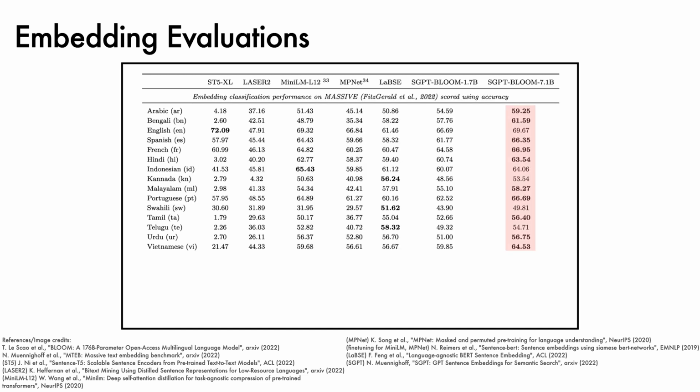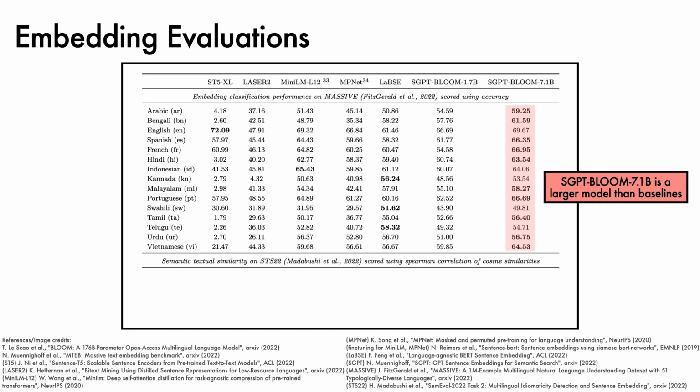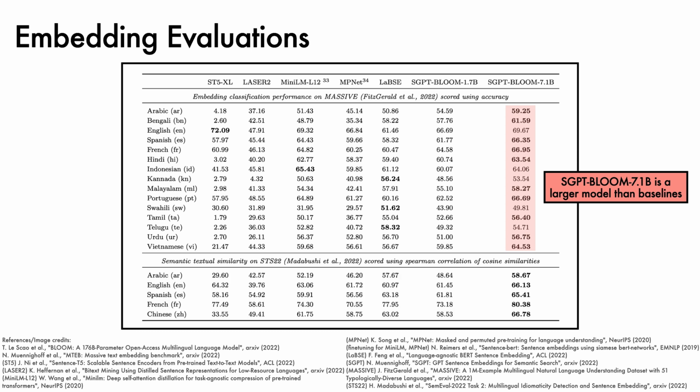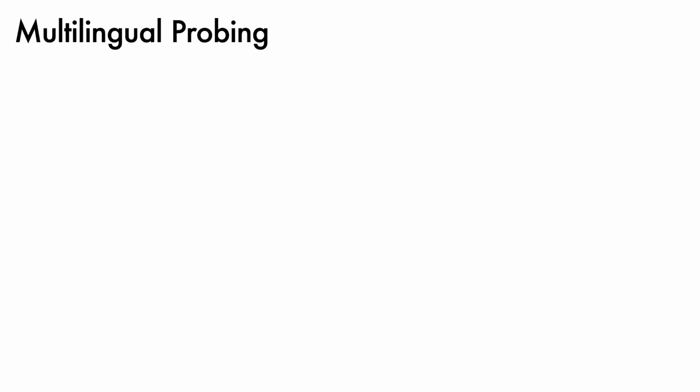The next experiments examine embedding quality on multilingual tasks across the MTEB benchmark. A range of baselines are compared with two Bloom models that use contrastive fine-tuning with the SGPT approach. For text classification on MASSIVE, we find that the fine-tuned 7.1 billion parameter Bloom model performs strongly across the languages included in ROOTS. However, it's important to note that this model is significantly larger than the baselines in terms of parameters. For semantic textual similarity on STS22, we also observe similar trends, with strong performance for the 7.1 billion parameter model.